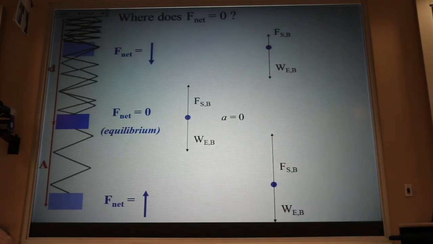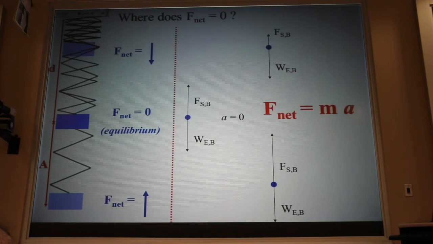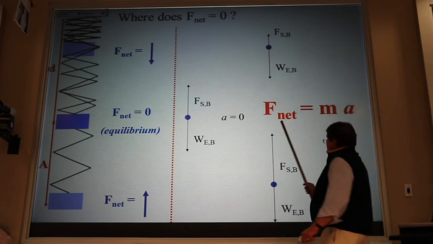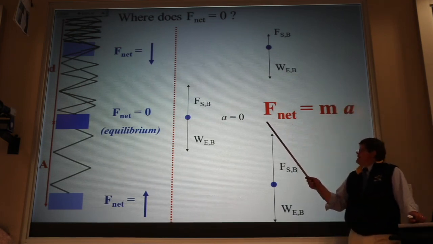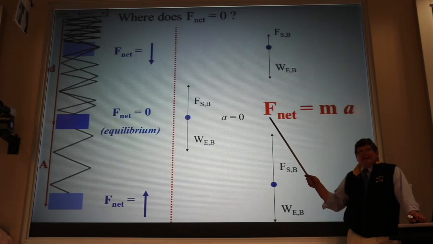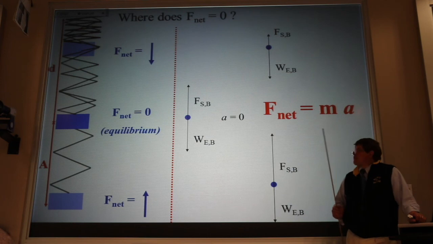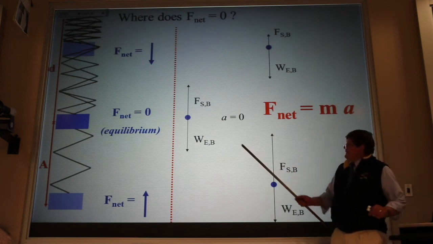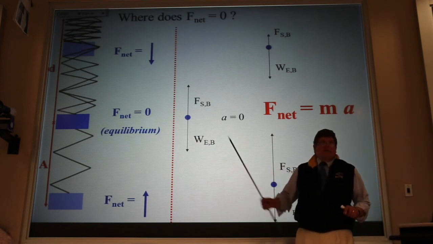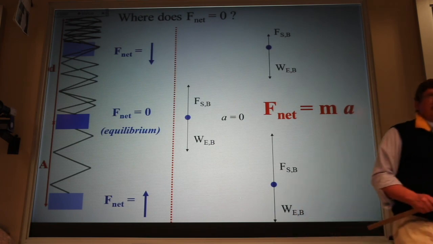Okay? Now, I want you to realize that throughout this whole process, we're always just using that F net equals Ma over and over and over again. Okay? It's just complicated by the fact that in this problem, the F net is not just the spring force. In this problem, the weight is not canceled by the table pushing up.